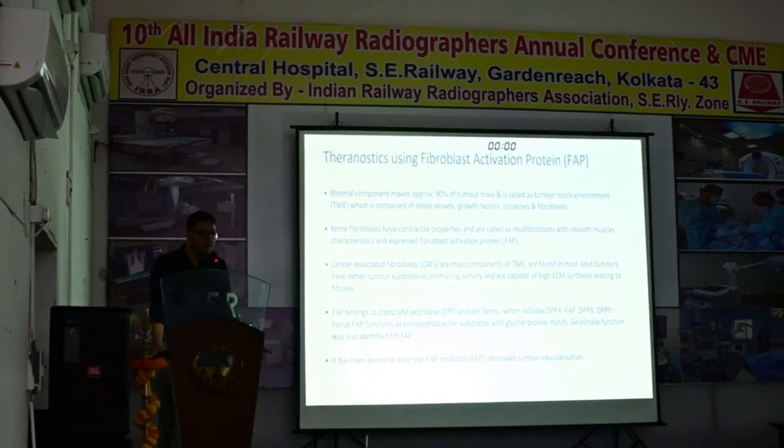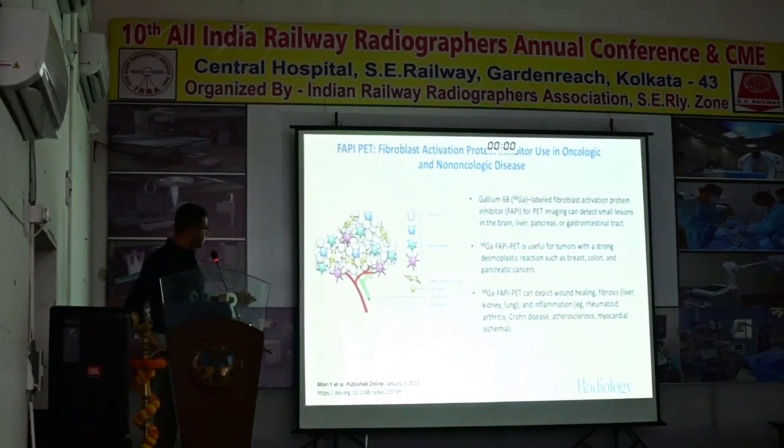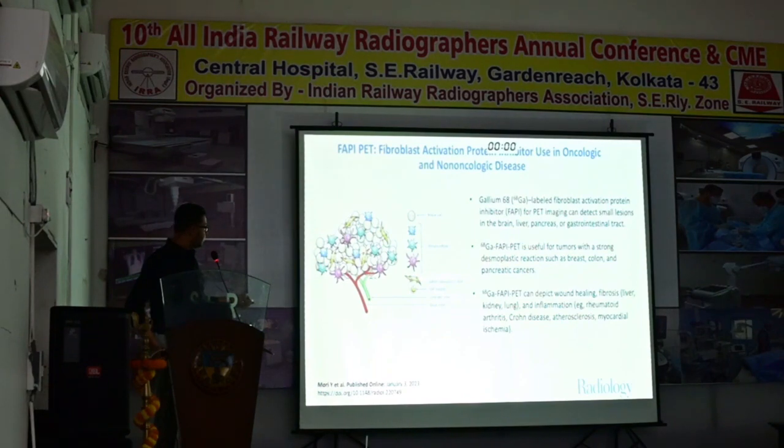And there is a specific type of fibroblast called cancer-associated fibroblasts, which are myofibroblasts. These myofibroblasts express fibroblast activation protein. The white ones here are the tumor cells, and these are the growth factors. The spindle shape is the myofibroblast, and on those small spherical structures are the fibroblast activation protein receptors.